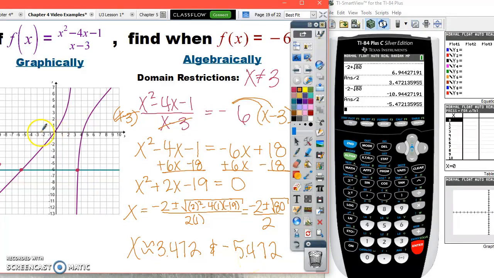From here, I would double check our graphs to make sure these answers are reasonable. Negative 5.4 roughly, that does match what we see on the graph. Positive 3.47, again, that does match what we see on the graph. So these two answers would be the solution to where f of x will equal negative 6.